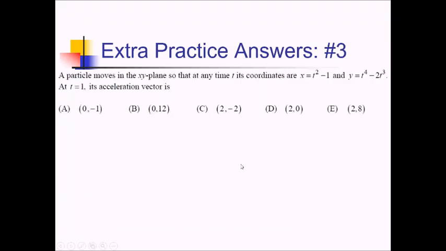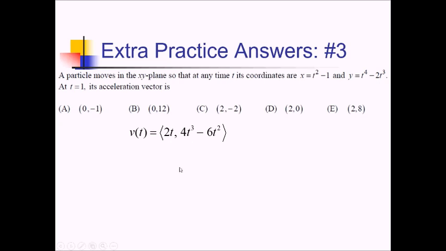On this problem, we have a particle whose coordinates are given by these parametric equations, and we want the acceleration vector at time 1. So I need to take 2 derivatives of these in component form. Setting up my velocity component, I've got x prime, which is going to be 2t, comma, now the y prime here, that's going to be 4t cubed minus 6t squared. So that's velocity.